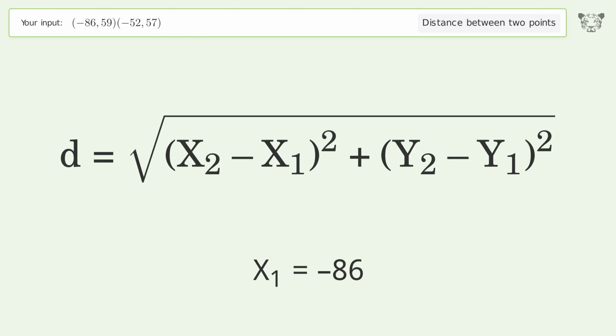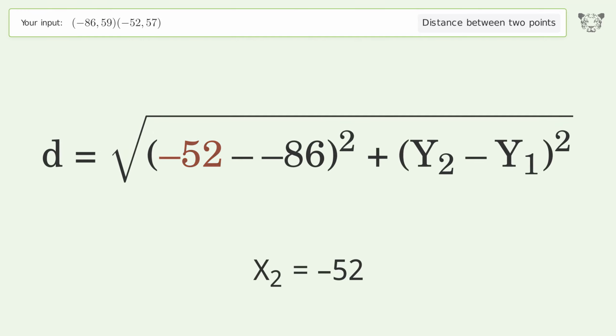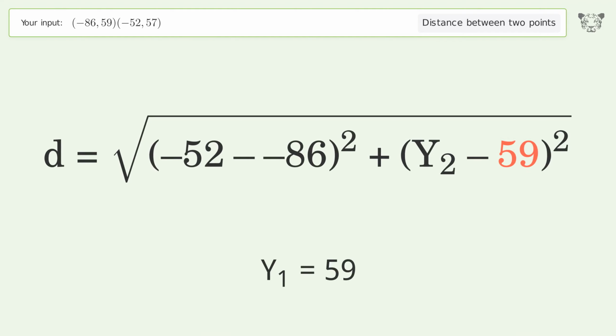x1 equals -86. x2 equals -52. y1 equals 59. y2 equals 57.